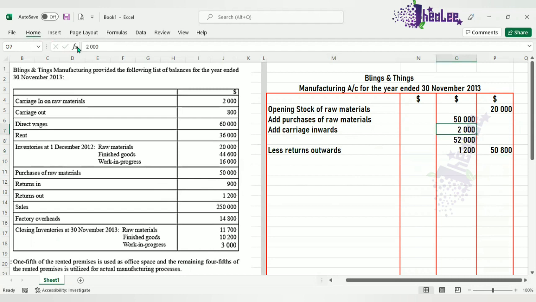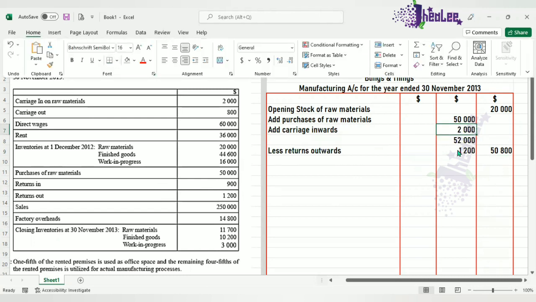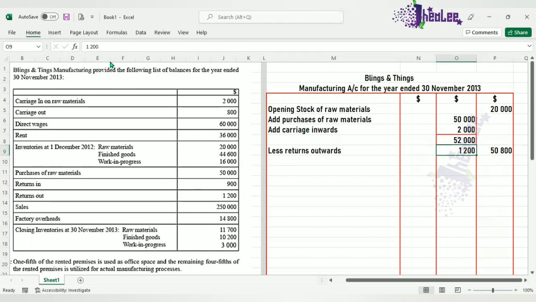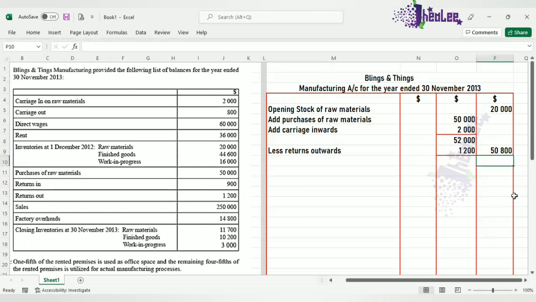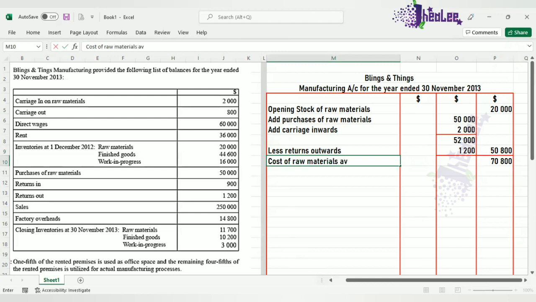Now, as you go along, don't forget to put in your lines. So our next aim now, people, is to add that 50,800 to the 20,000, and that gives us a value of 70,800. Now, this 70,800 is called our cost of raw material available. So just as how you would get your cost of goods available for sale.